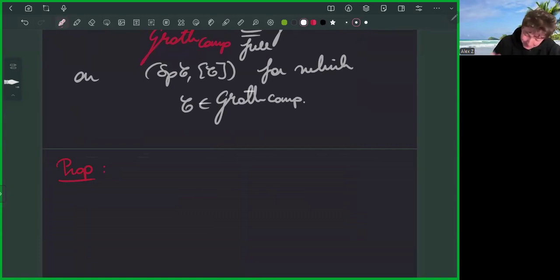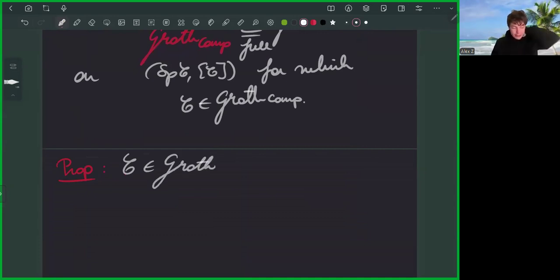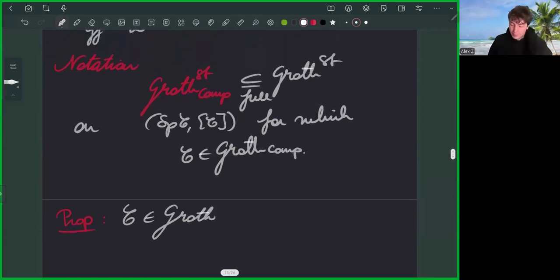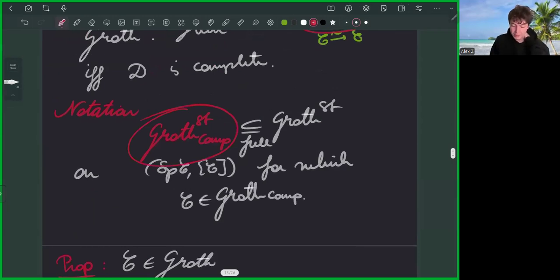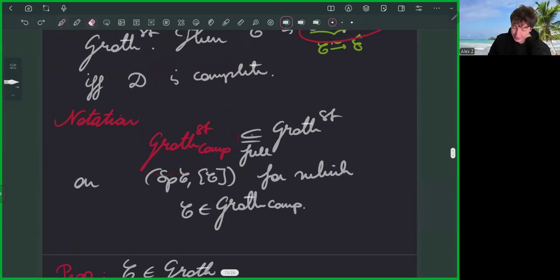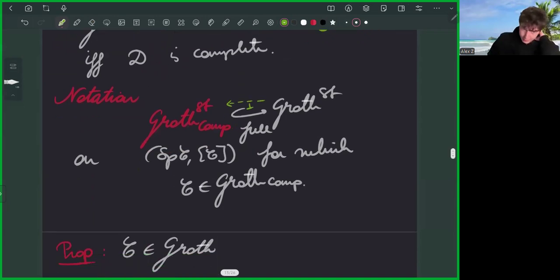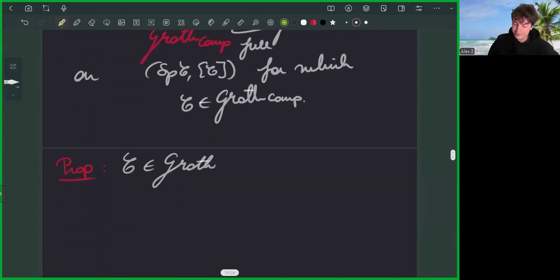Okay, so another proposition that we have now. We defined all this mess, and we defined another full subcategory, Groth ST comp. Of course, by the very definition, this is a fully faithful embedding into Groth ST. So you could now ask, is there a left adjoint? I mean, that's always the question: is this a localization? And this is of course true, and so this is the statement of the next proposition.